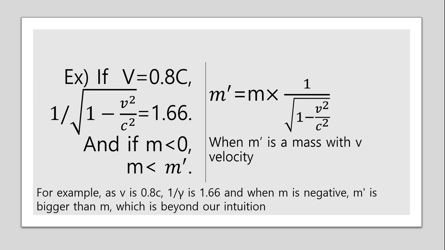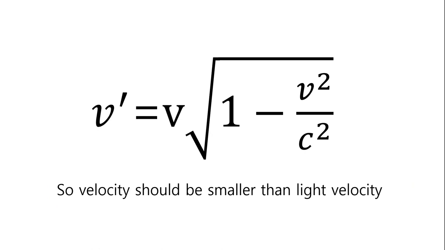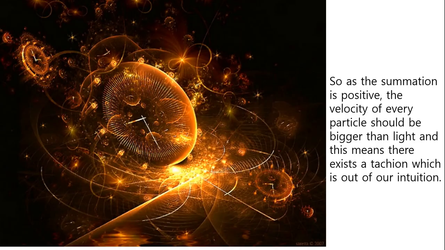For example, as v is 0.8c, 1/gamma is 1.66, and when m is negative, m prime is bigger than m, which is beyond our intuition. When Einstein has a velocity of 0.2 times the light velocity, he becomes a black hole. But if the summation is not negative, he can have time travel and then become a black hole, but time travel is out of our sense. So velocity should be smaller than light velocity.